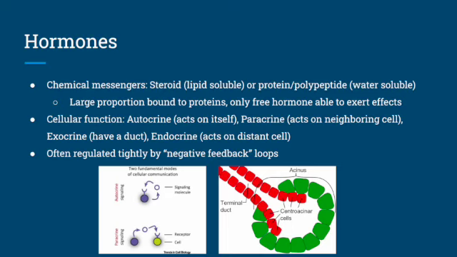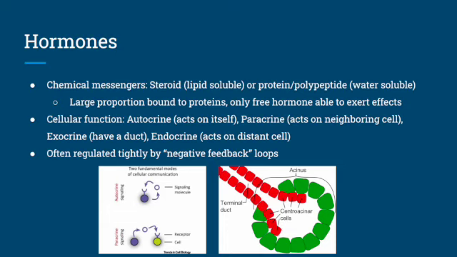And in the blood, a lot of these chemical messengers are bound to proteins. So it's important to note that only the free hormone, the components that are not bound up to something else, are the components that are able to exert an effect on the receptor and the target tissue. And to compare and contrast a little bit here, we were saying the endocrine system functions on distant cells.